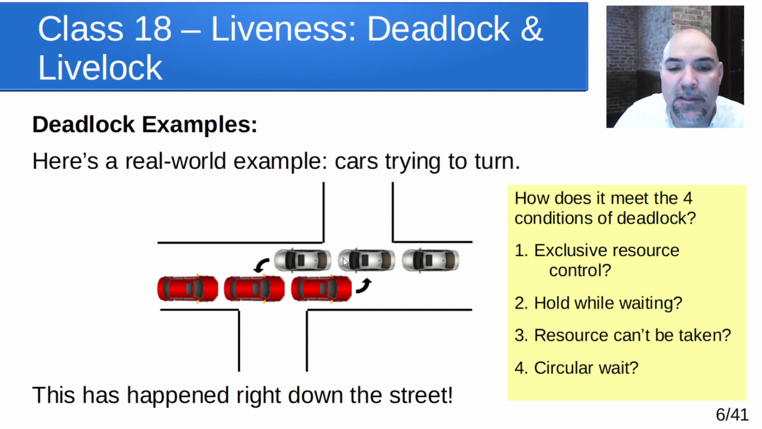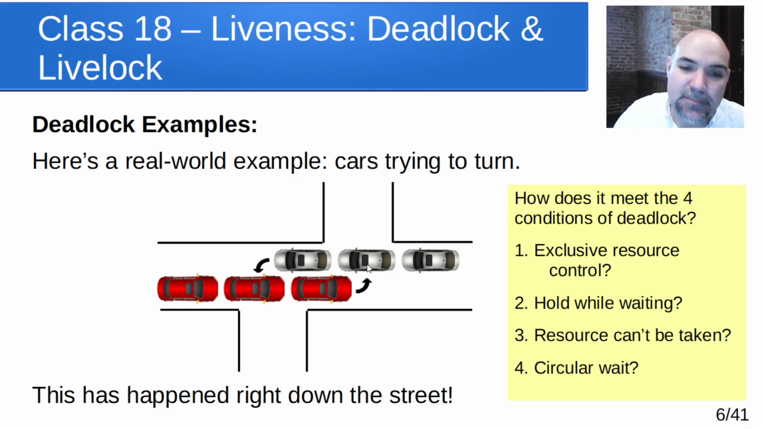Yes, this car right here has exclusive control of that physical spot on the road. You can't share that physical spot on the road without crashing the cars into each other. So each car holds its physical location on the road. Do they hold on while they're waiting? Yeah, a car doesn't disappear while it's waiting to move forward. It's stuck where it is, waiting to go forward.